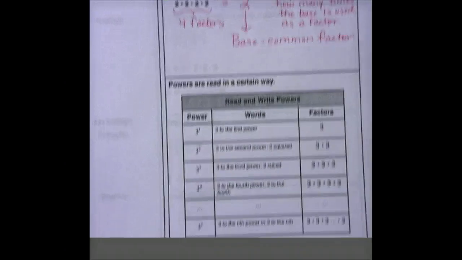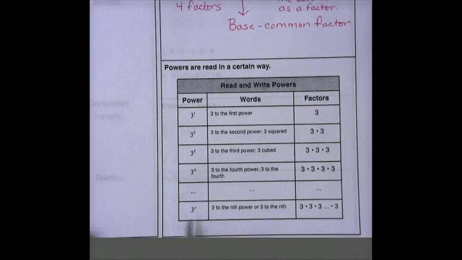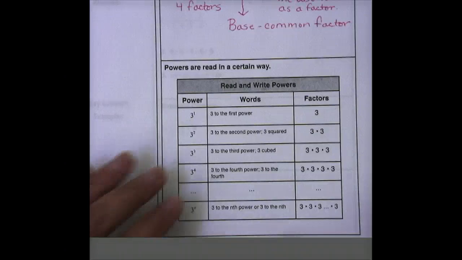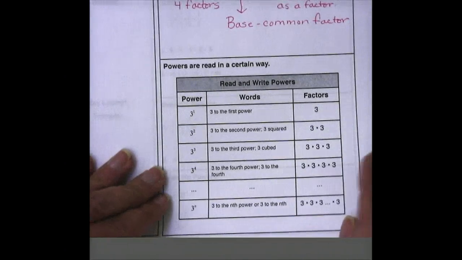And down at the bottom, it might be a little bit confusing to see 3 to the nth power, but that just means that it goes on and on and on. We could do 3 to the 5th power, 3 to the 6th power, so n could be any number, and that would just tell us how many times we multiply 3 by itself. So let's look at a couple of examples.